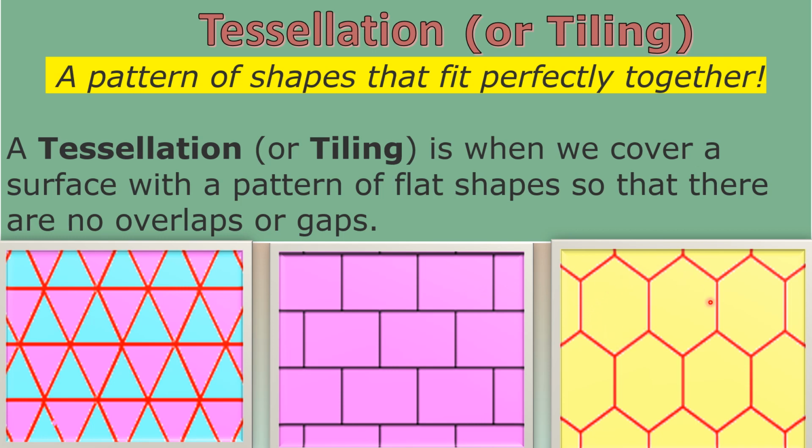In the third example, we see that a plane shape that is used to cover the surface is hexagon. Hexagon is placed in such a way that there is no overlapping and no gaps. So, tessellation means when we cover the flat surface with a plane shape such that there are no overlaps or gaps, a beautiful pattern is formed.